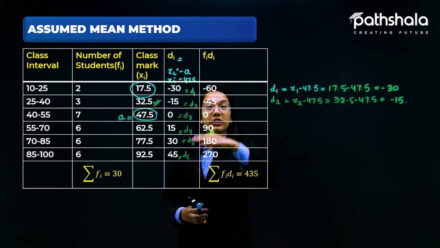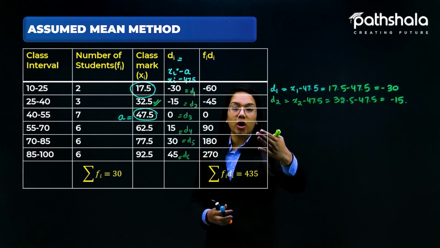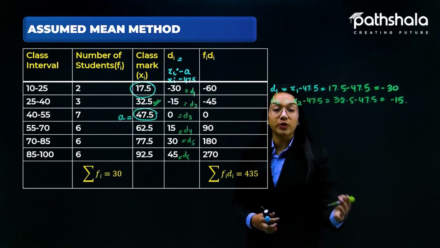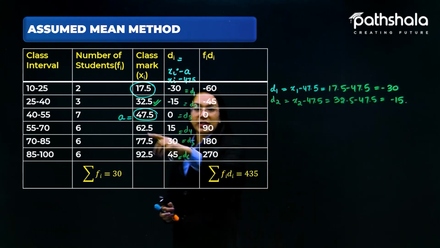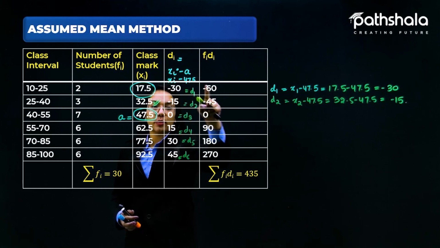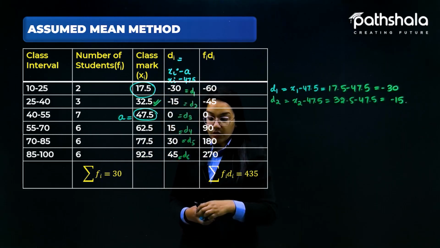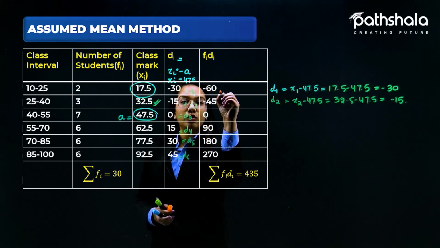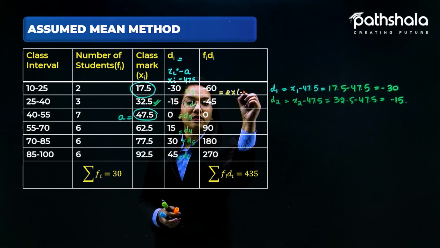Now let's calculate the next table, which represents the product of Fi with Di, meaning the product of their deviations with respect to their frequencies. As you can see, we have the frequency as 2, the deviation is minus 30, so their product is minus 60. Let me write it here: we are taking the product of 2 with minus 30.